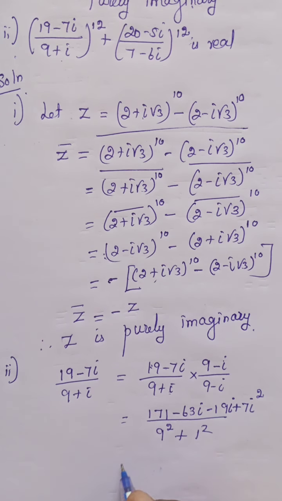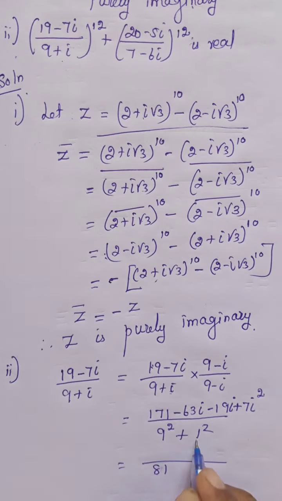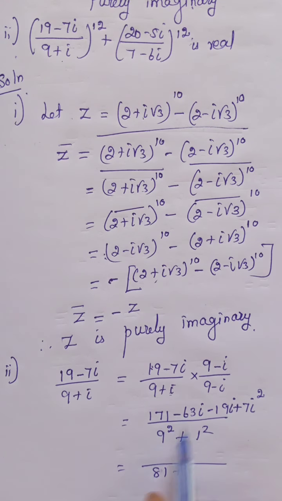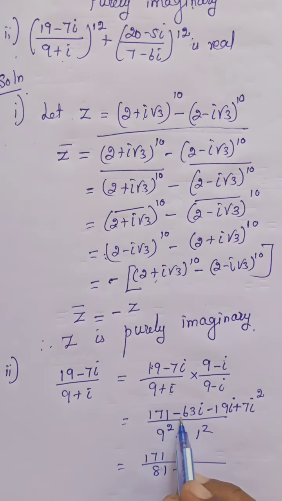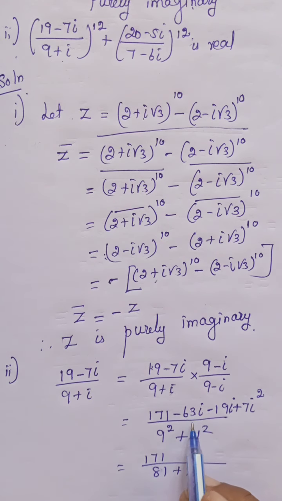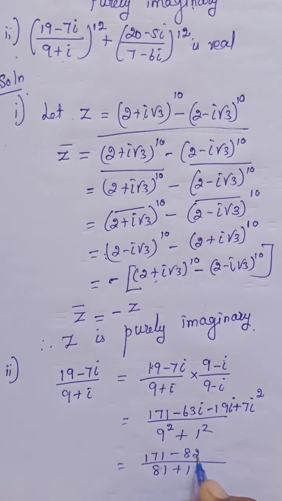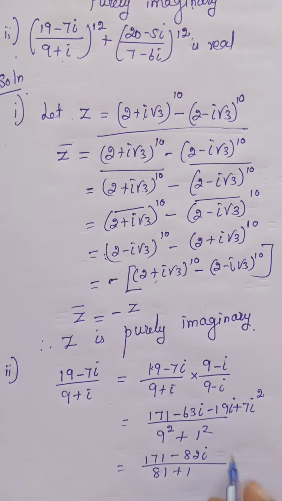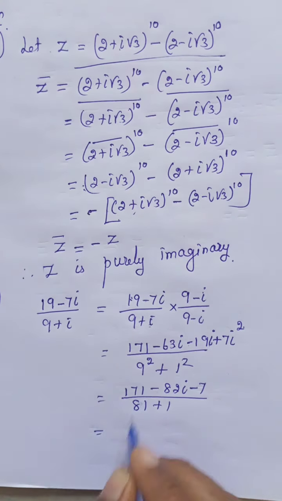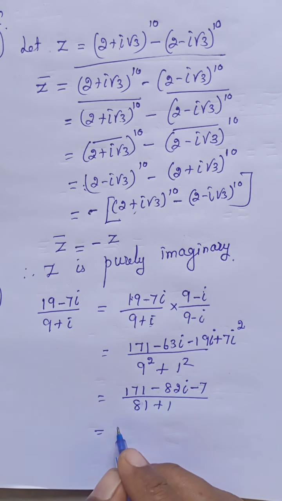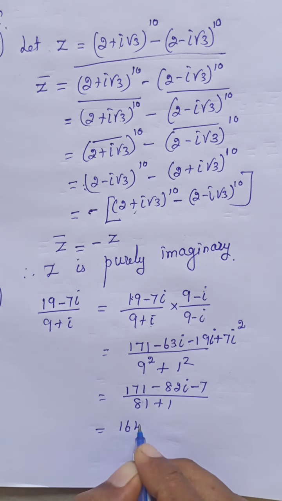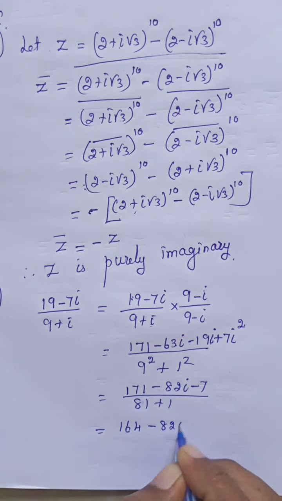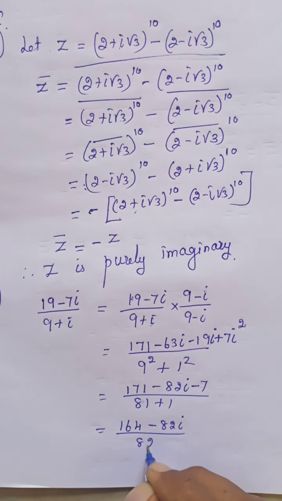Okay, 9 square is 81, plus 1 square is 1. Now 171 minus 63i minus 19i, that is minus 82i. I square, the value is minus 1, so plus 7 will become minus 7. So when we write 171 minus 7, that is 164 minus 82i, divided by 82.